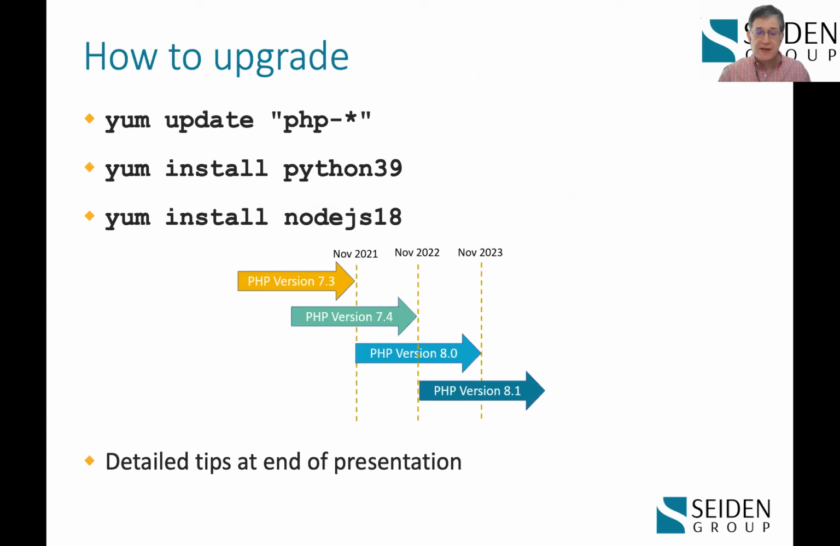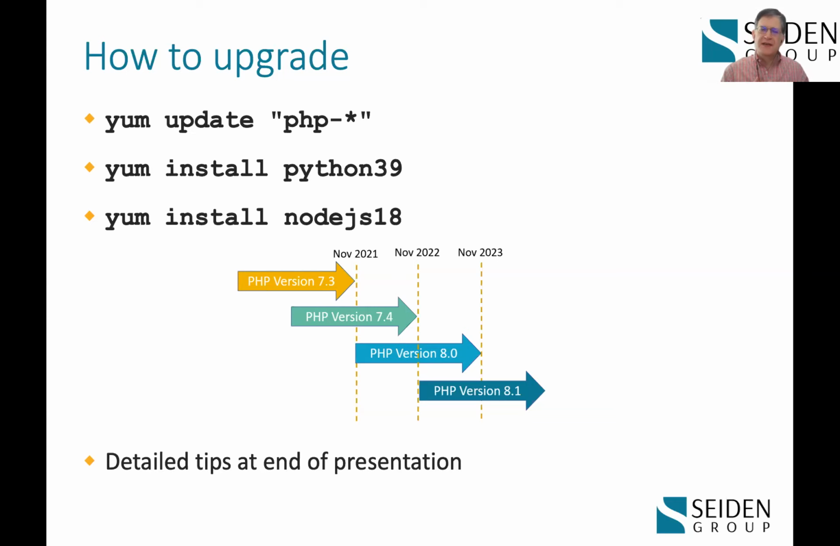Okay, so how do you upgrade anyway? With yum, it's just pretty easy. yum update php to update. You just add whatever repositories you need. At least that's how our Seiden one works. Seiden PHP. You install the repositories you need for the versions you want, and then yum update php does it.